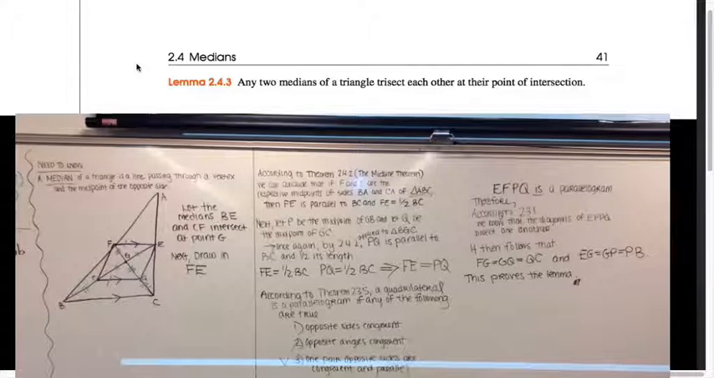So today we finished up the proof that the three medians of a triangle are concurrent, that they meet at a common point. And the first element in that proof, and really a lot of the work of that proof is carried right here, is lemma 2.4.3, showing that when two medians of a triangle intersect, they do so at a point that trisects each median.